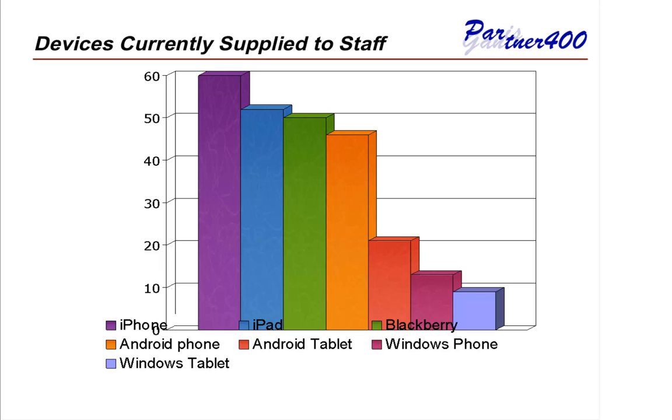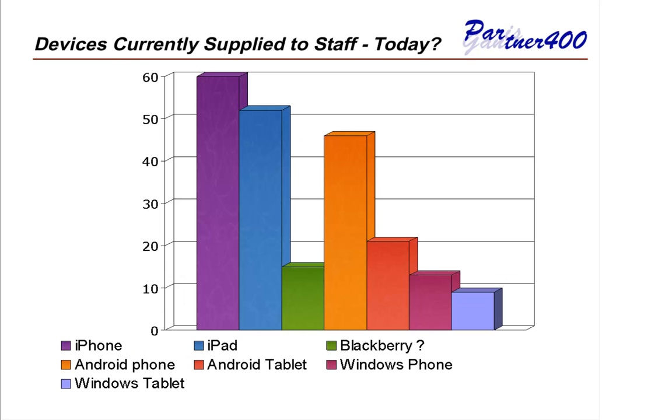Of the devices given to staff, this is the original chart. But as you can see, BlackBerry was quite high here, so this is a version that I did that basically questions that figure. I think it's far more likely that BlackBerry is down here somewhere now. Notice, though, that the iPhone and iPad, 60%, 50-something%, those are the biggies. Android phone, catching up. Android tablets were well down here.